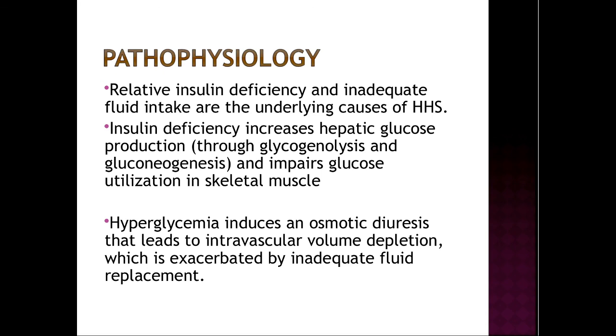Relative insulin deficiency and inadequate fluid intake are the underlying causes of this pathology. Insulin deficiency increases hepatic glucose production through glycogenolysis and gluconeogenesis, and impairs glucose utilization in skeletal muscle. Hyperglycemia induces an osmotic diuresis that leads to intravascular volume depletion, which is accelerated by inadequate fluid replacement in the body.